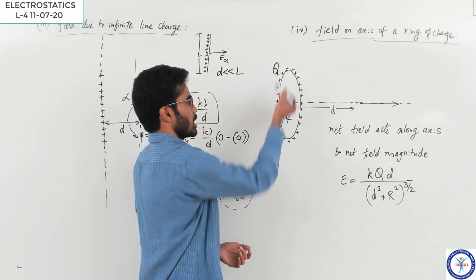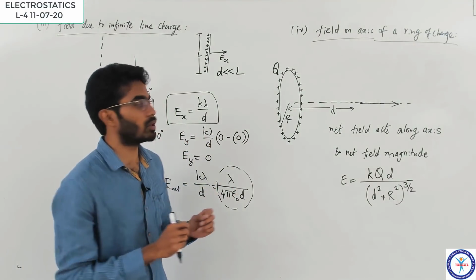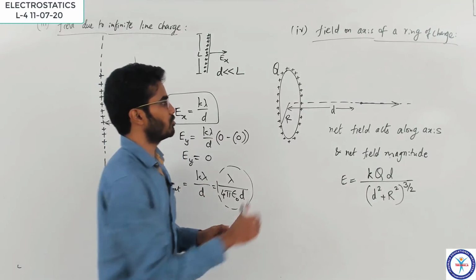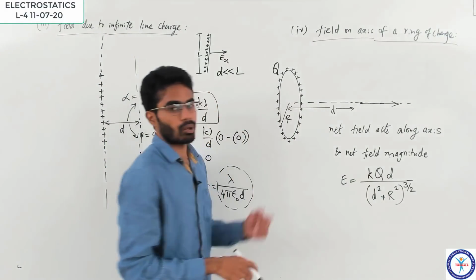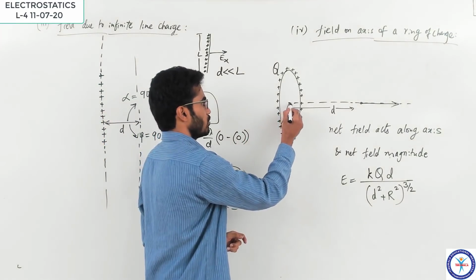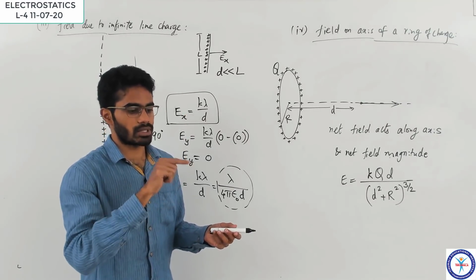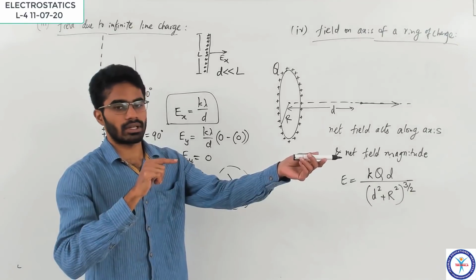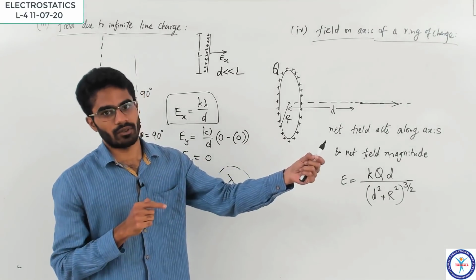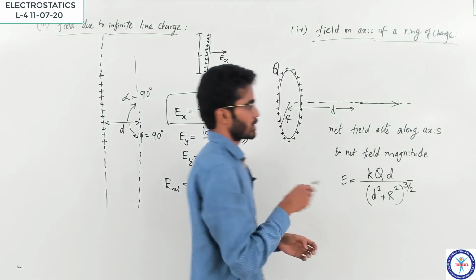Okay, the next one, field on the axis of a ring of charge. So we have a linear charge distribution. Here also it is a line, but now it is a complete ring. We want to calculate the field along the axis at any point which is d distance away from the ring. From the center, we are calculating the distance, right? We have a ring here. From the center of the ring, we are calculating the perpendicular distance, and on the axis we want to calculate the field. So on the axis, the field always acts along the axis.